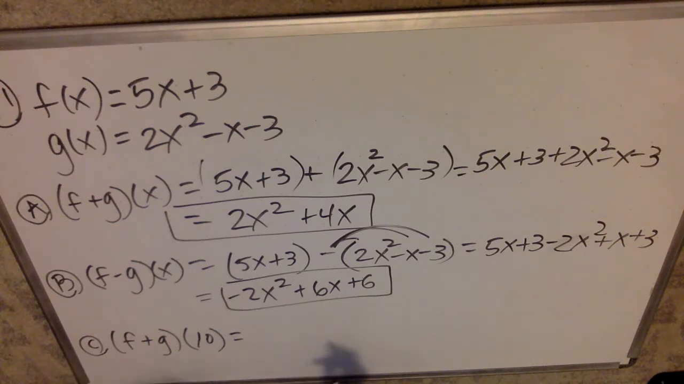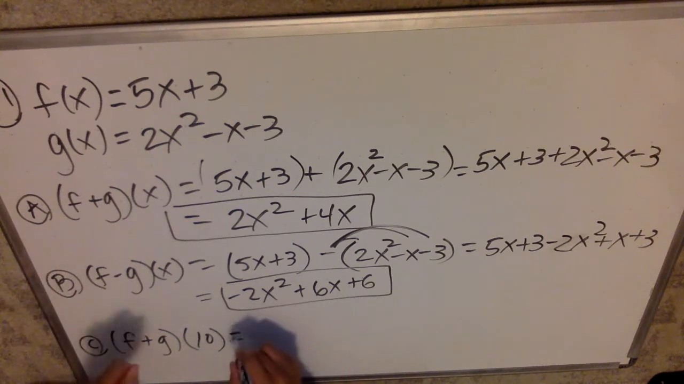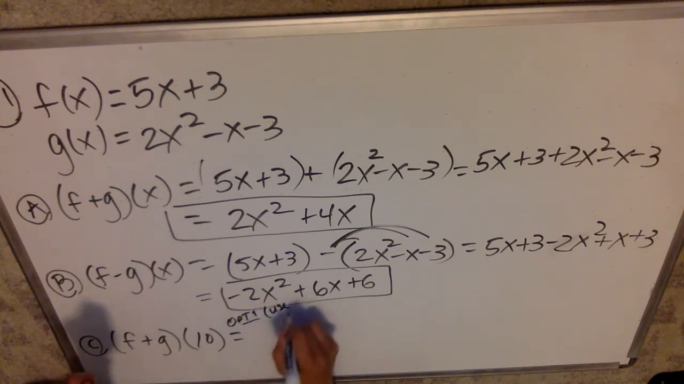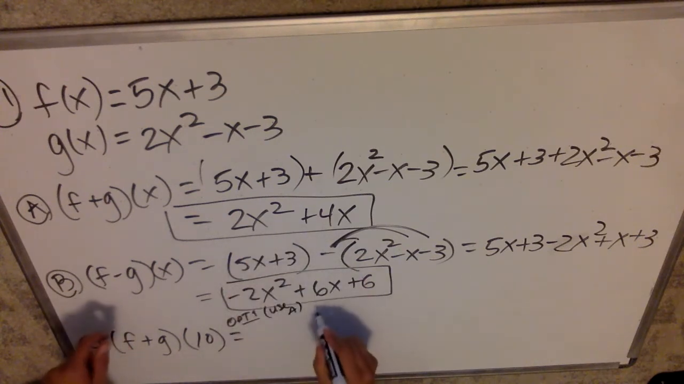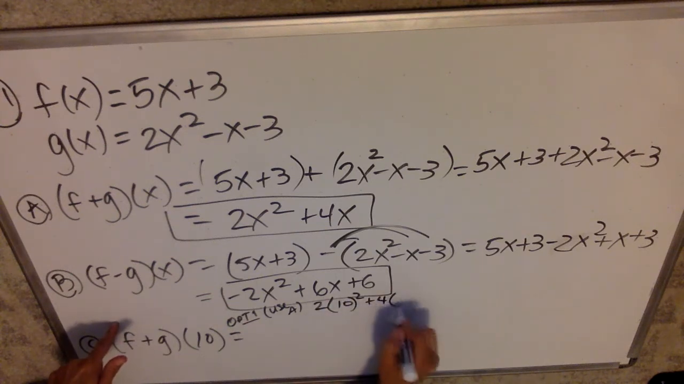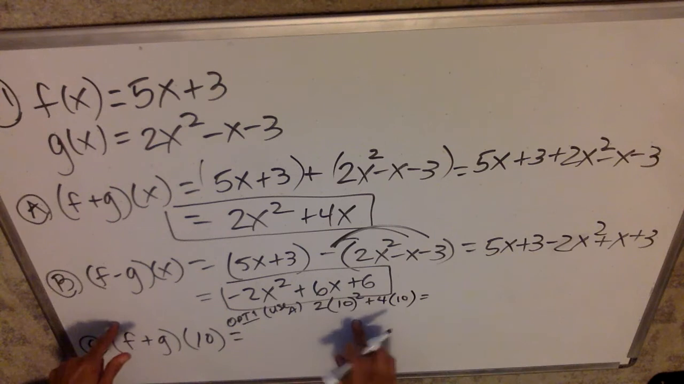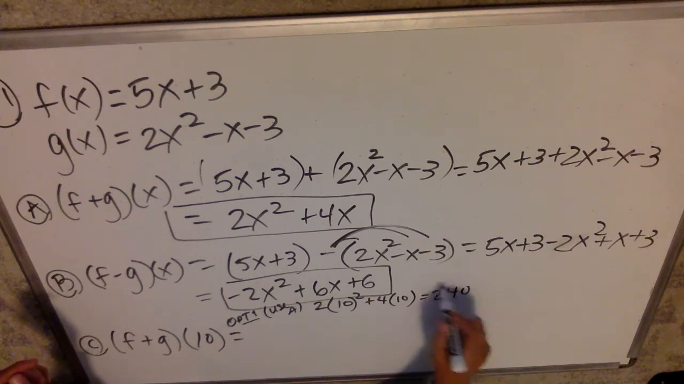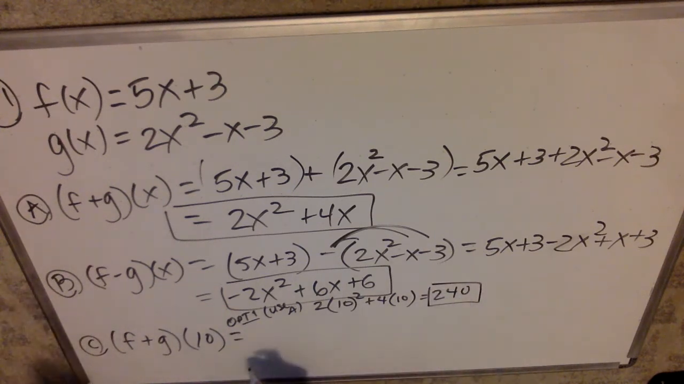You can either just cheat and use the formula from A, right? So one option is to just use A, because in A you found this formula, and say that this must be 2 times 10 squared plus 4 times 10. Well, it's a 200 and a 40, so it should be 240, and that's fine, right? The other option, if you prefer, is to treat this as f of 10 plus g of 10 and find those two separate numbers, right?